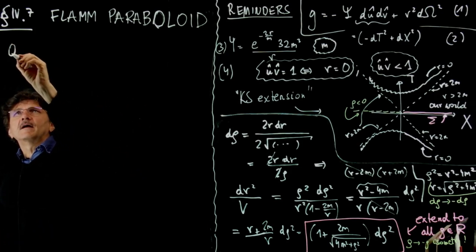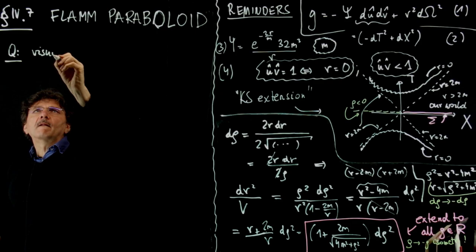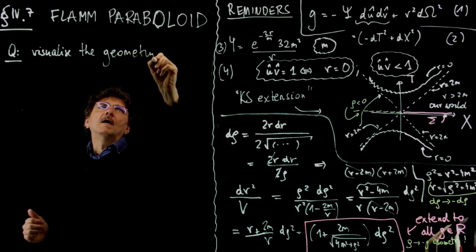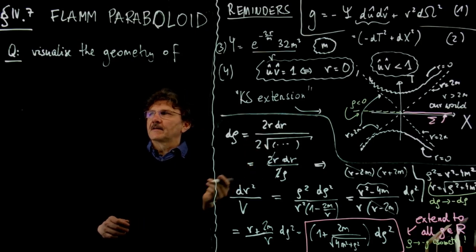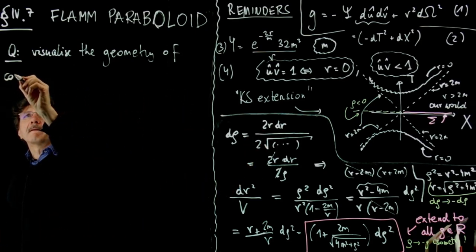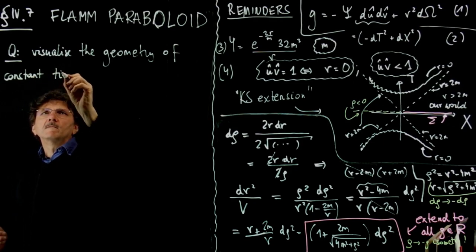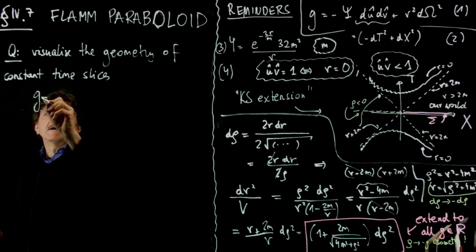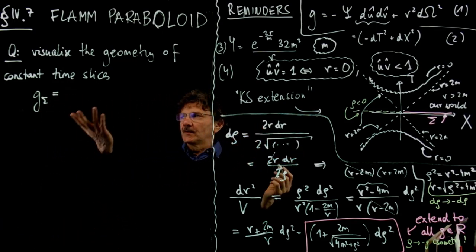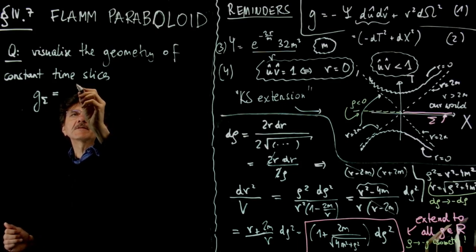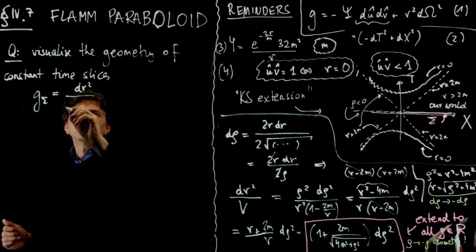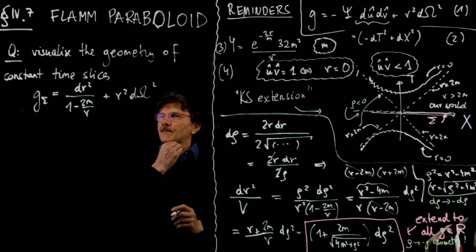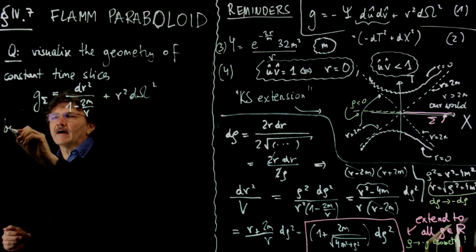And so the question is, visualize the geometry of constant time slices. So this is obtained by dropping time in the standard form of the metric. So let's go back to the usual form that we just had before doing the Einstein-Rosen bridge by embedding into a flat R4.